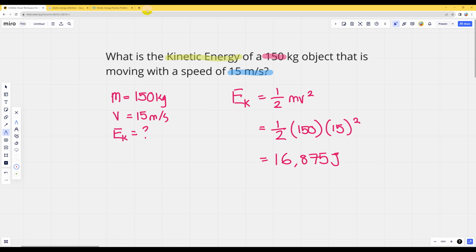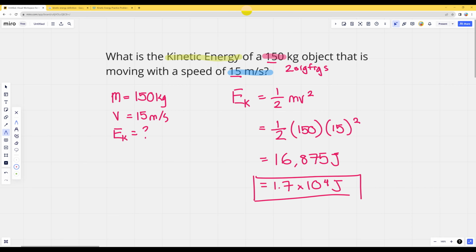Alright, so we could leave our answer as is, but if we want to be more precise, we'll notice that 15 and 150, the values given in the question, both have 2 sig figs. So our answer should also have 2 sig figs. That would make our final answer 1.7 times 10 to the power of 4 joules. Box it up and let's attempt another question.